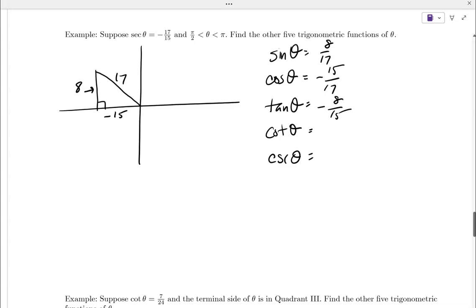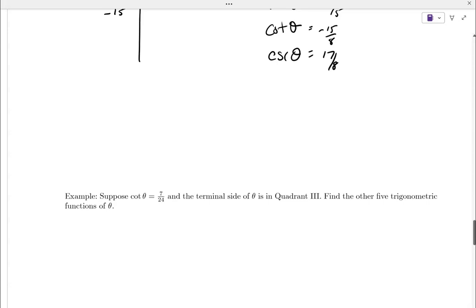Now that we have those, we can do the others by doing the reciprocals, right? Cotangent will be negative 15 over 8, good, and cosecant will be 17 over 8. And again, those match with what ratios are on the right triangle if you were thinking about it in terms of reciprocals. Questions on that one? We'll work on the next one for a minute or two, and then we'll chat about it.